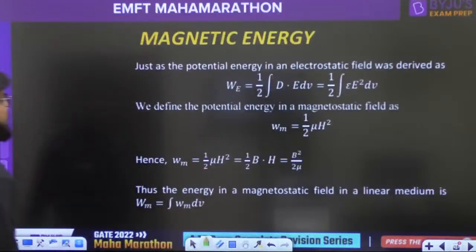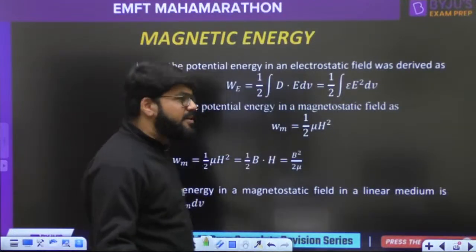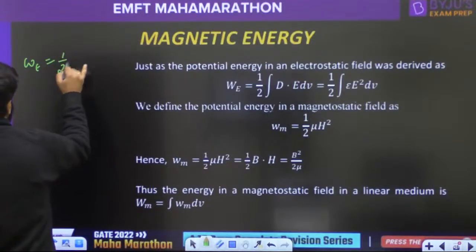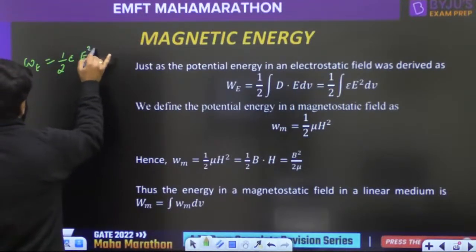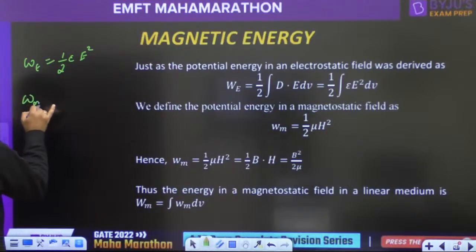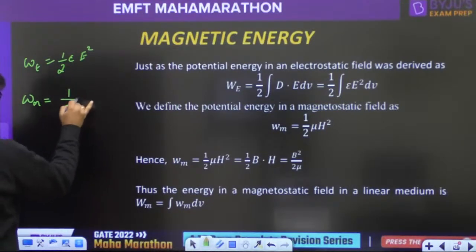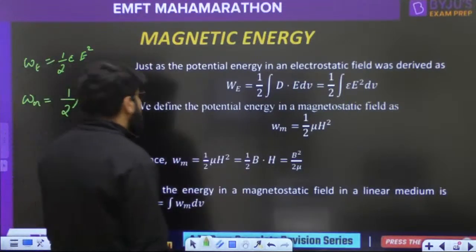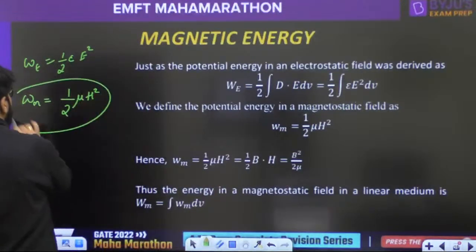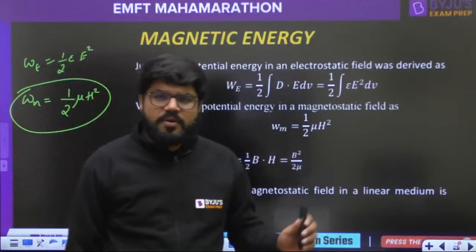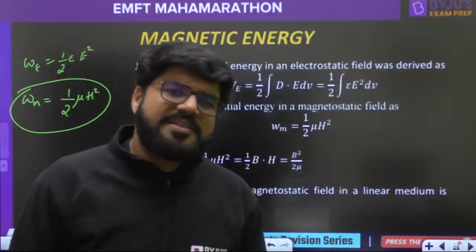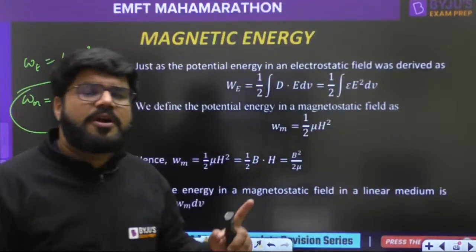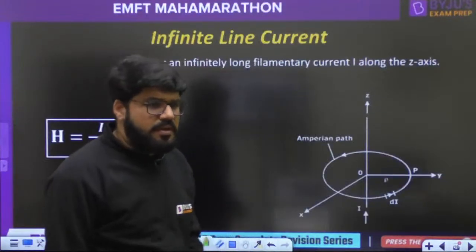Next is magnetic energy. Like the electrostatic energy density, what was the electrostatic energy density? Half epsilon E square. Yesterday we revised. Similarly, we have the magnetostatic energy density, half mu H square. Not very important, but you should know the formula. This concept is not directly useful, but a little bit useful with the Poynting vector when we talk about the power of the EM waves.